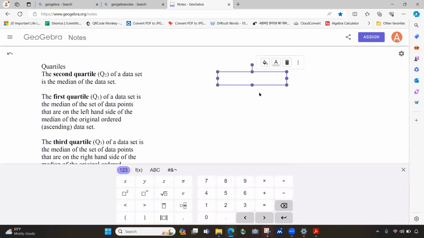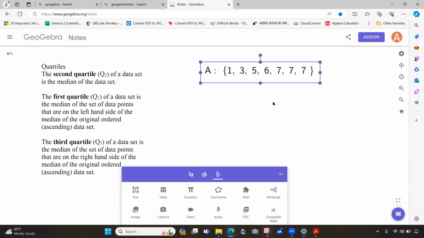So let's say your data set is 3, 5, 6, 7, 7. Let's make it 7. I'm going to find all the quartiles. All right, guys? Okay. This is my data set. I'm going to call it set A. Now, it's rank ordered, okay, in ascending order.